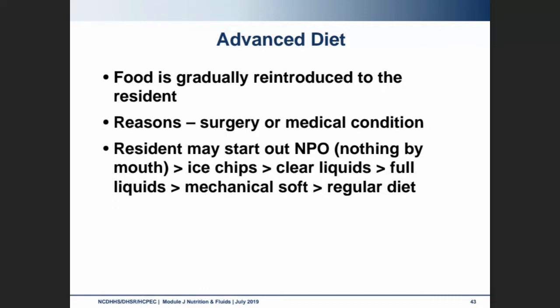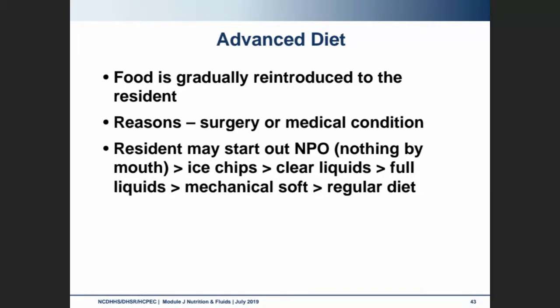The next step would be to introduce ice chips. If they do well with the ice chips, so they don't get any nausea, they keep it down, no vomiting, then we'll progress to clear liquids. If they handle the clear liquids well, we'll go to full liquids, then mechanical soft, and then eventually the goal is to get back to a regular diet.